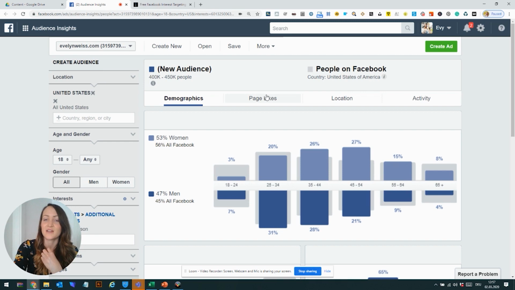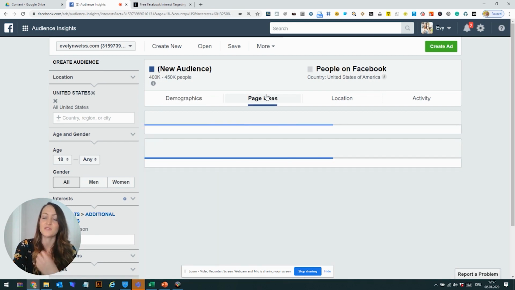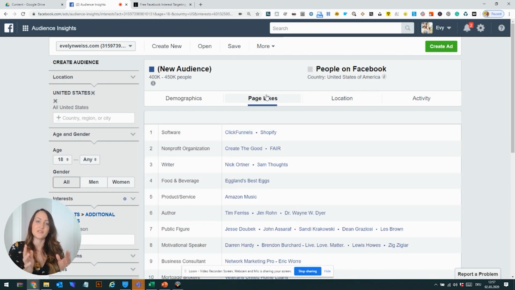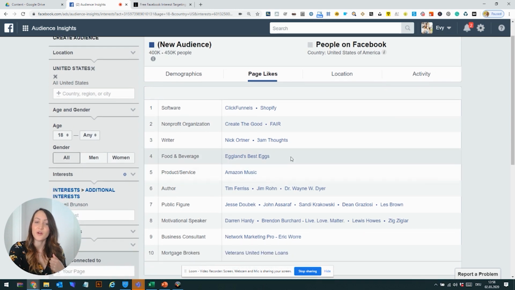Another thing here that I want to point out to you is that you can also see what other pages these people are liking. I mean, obviously they like ClickFunnels, but they also like Shopify. That's a good, interesting information. So what softwares are they using? What nonprofit organization are they interested in? What authors? So you can go through all of these and really dig into it and get a much better understanding about your target audience and about your potential customers.